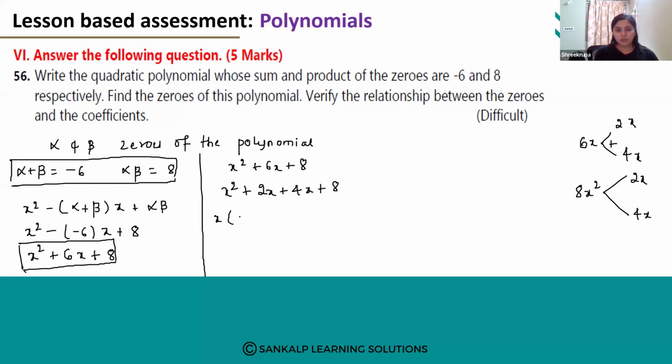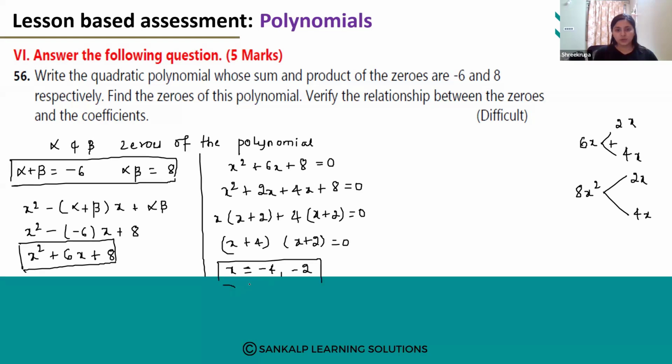If we take the common term out, inside the bracket we will get x plus 2, and 4 is the common term. So if we take the common term out, then we will get x plus 2. And one more thing, we have to equate this to 0. To find the zeros of the polynomial, we should equate the polynomial to 0. We have to convert it to an equation. x plus 4 and x plus 2 are the factors of this polynomial, and the x values will become -4 and -2. These are the zeros of the polynomial.